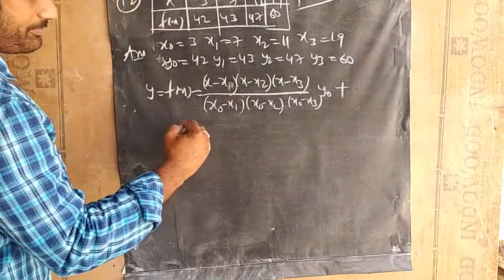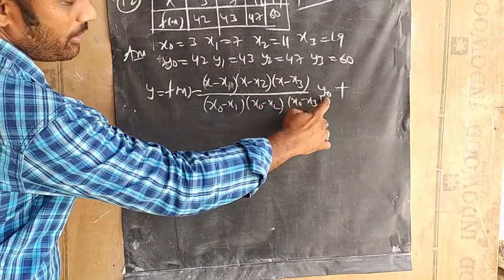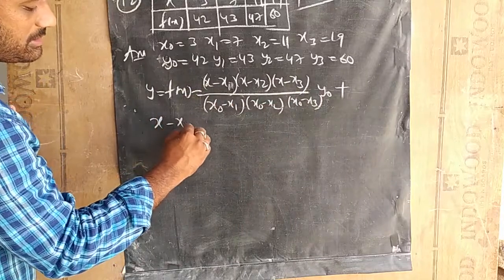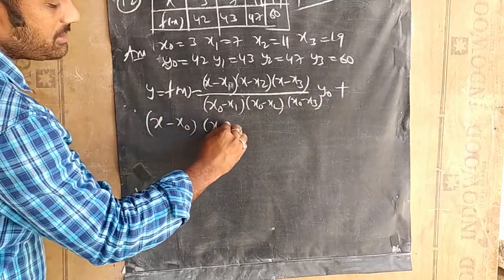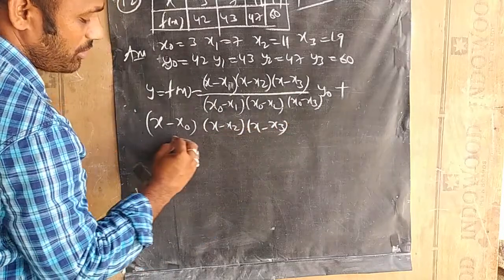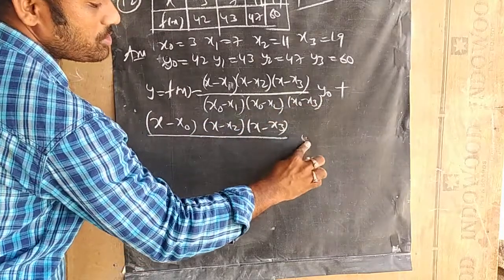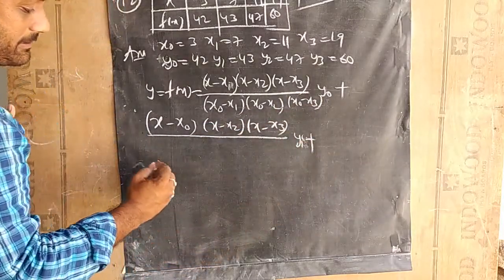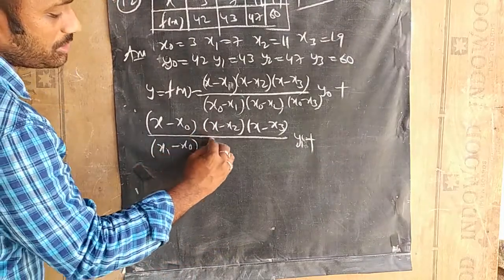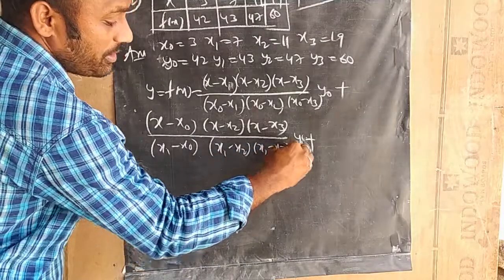Plus, let me write from here. So x0 is completed, right? Now it starts with x1, so we'll start with (x − x0)(x − x2)(x − x3). Why? Because x1 will not be there since it is the y1 term. Here it will come (x1 − x0) as it is, (x1 − x2), (x1 − x3).